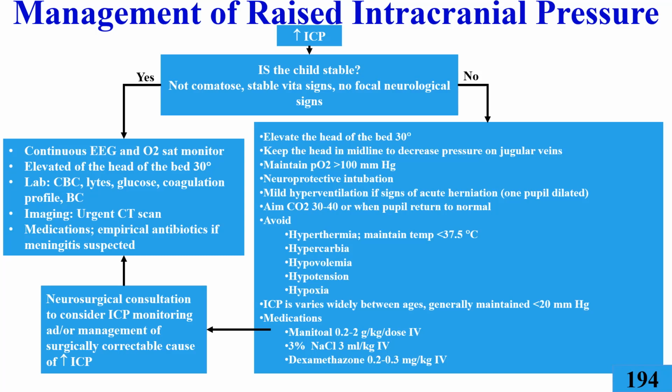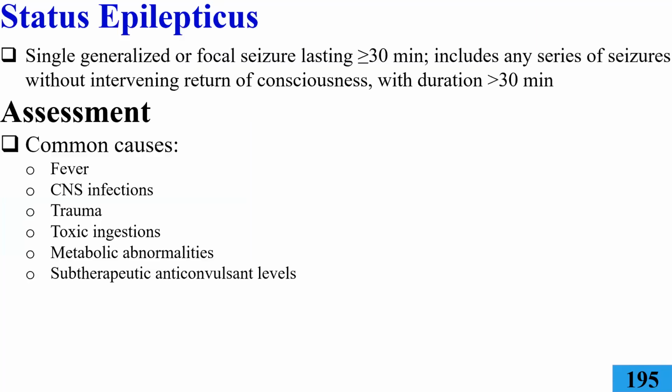We can do some maneuvers to try to decrease the effect of the increased intracranial pressure on the brain, such as putting the baby in a midline position. Again, A, B, C, D are very important. Maybe we can do intubation to protect the baby, and mild hyperventilation, depending on the pupil size. We need to try to make the baby normothermic, normocapnic, normovolemic, normotensive, and avoid hypoxia. Then we might need to start medication to decrease the pressure, such as normal saline, central pressure, not blood pressure, mannitol, dexamethasone, and others.